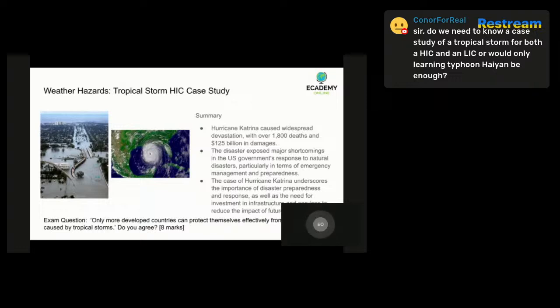So there's lots of different ways to approach this particular question. But the key thing is that as long as you're talking about management techniques and how those help to protect people, that's where you're going to get your marks. And it's really important not to get sidelined with this question and start talking about Hurricane Katrina or just Typhoon Haiyan and all the people that died in the process.